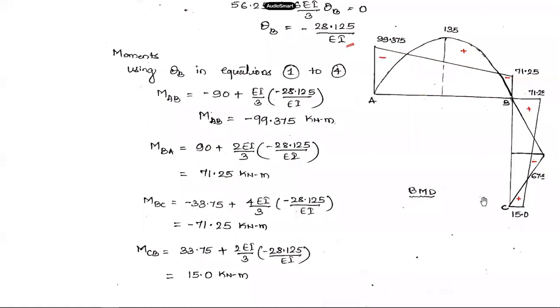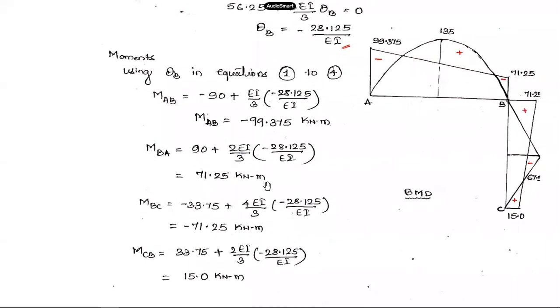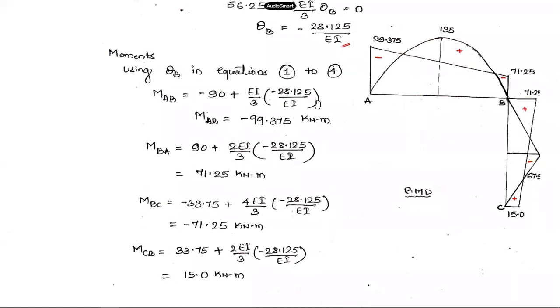Then finally at joint C, on substituting theta B in MCB, I'm getting the moment at C as 15 kilonewton meter, clockwise. With these four values of moments, I can now draw the bending moment diagram, which is actually required for me. So this is the bending moment diagram. What is done? Ordinates.